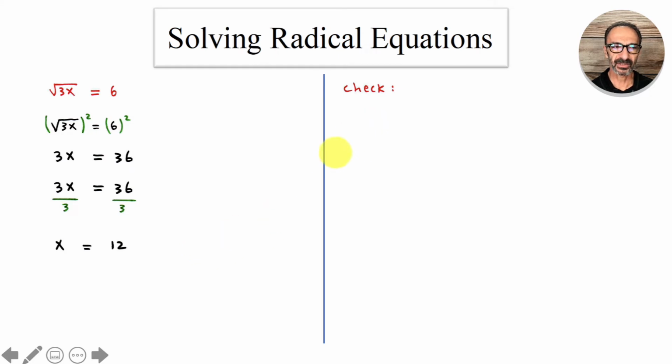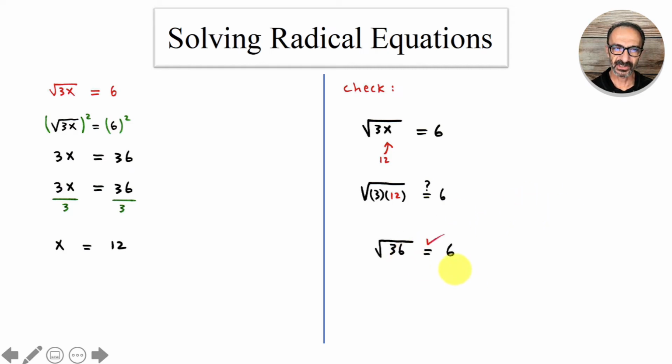Let's check our answer. We take the original equation, we plug in 12 for x. 3 times 12 is 36, and square root of 36 is 6, and that is true.